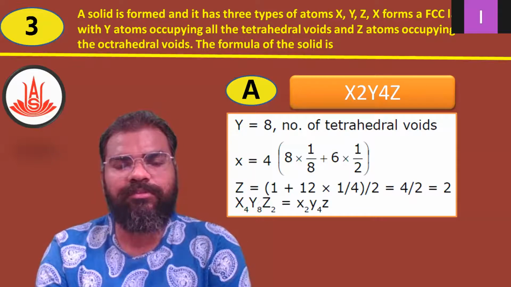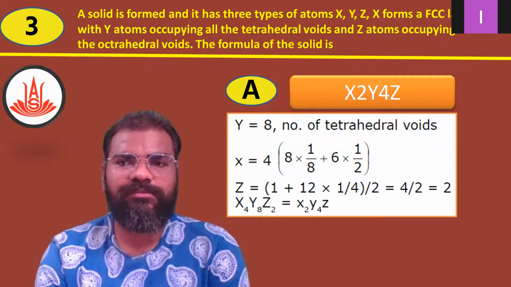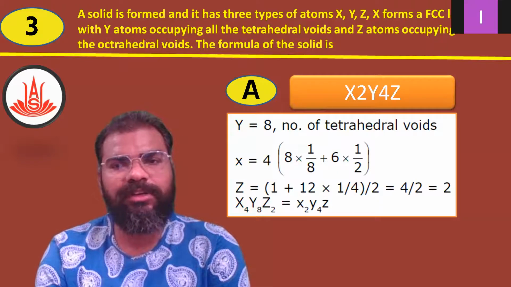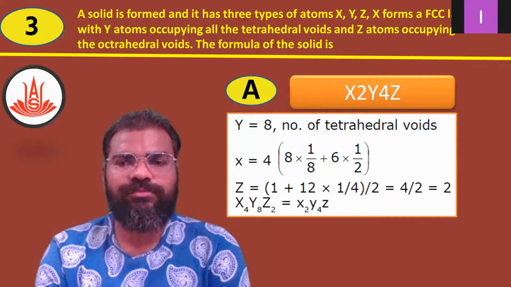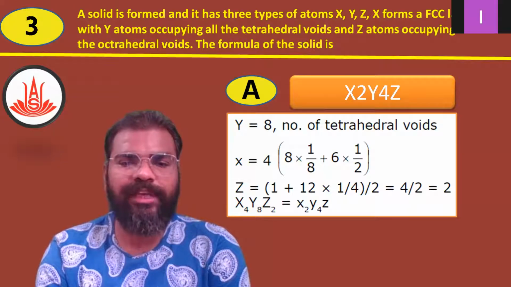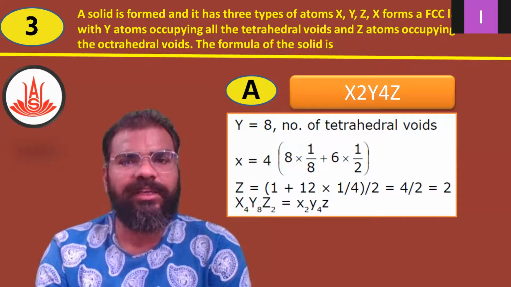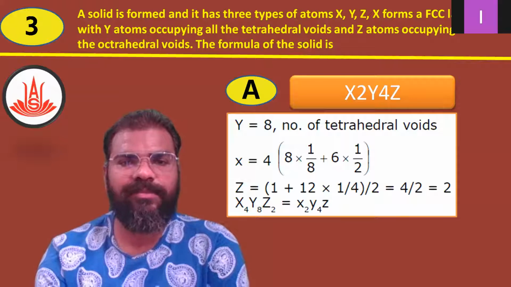So X4, Y8, Z2 should be the option. But that option is not available. So divide it by 2. X, Y, Z को 2 से divide कर लो. So you'll be having X2, Y4 and Z1, which is the option A and the correct answer. Okay.